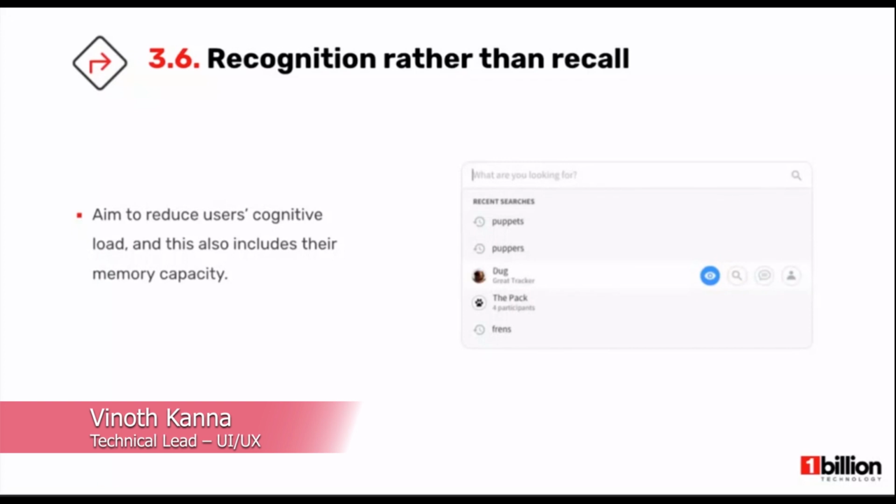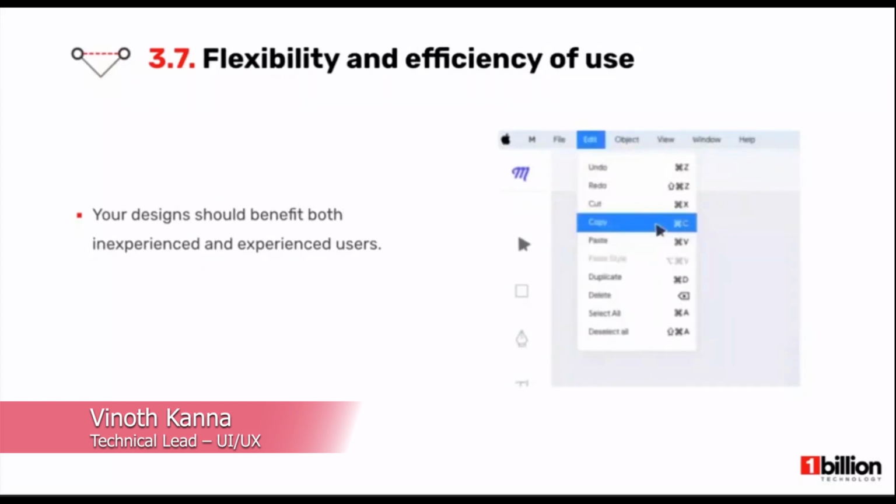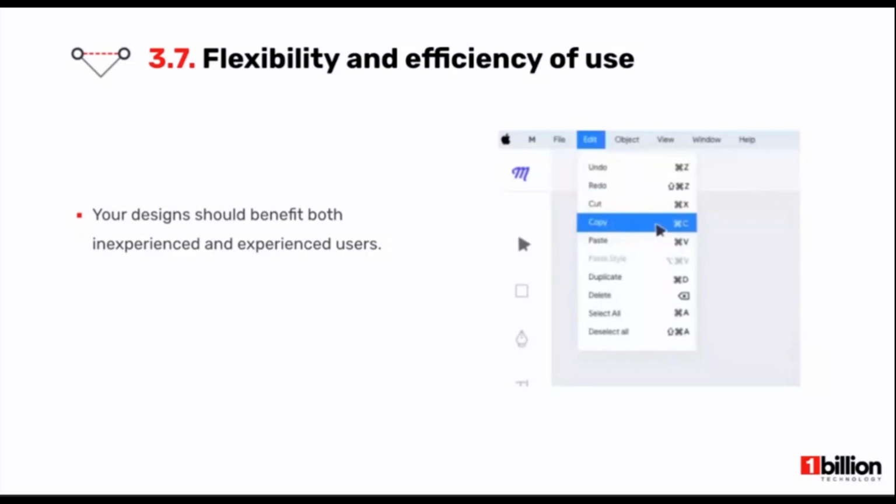So let's go to the seventh one, flexibility and efficiency of use. Most inexperienced users need more detailed information, right? Whenever we use a new tool, we will definitely not go for shortcuts, but we'll go the hard way of achieving that. But when we use the product long term, we get to know, for example, that this is the shortcut for copy. Throughout the application, these are very common knowledge, or rather a standard, that we can follow in our application as well to make the process faster.